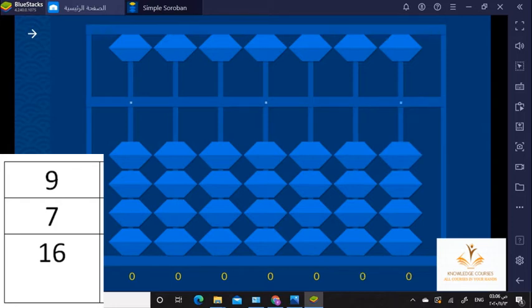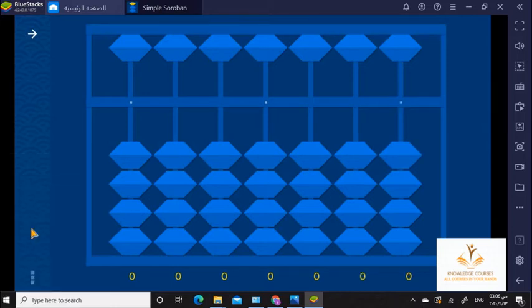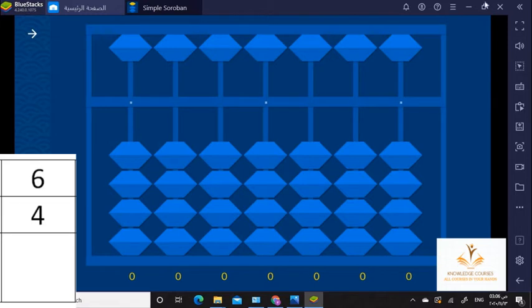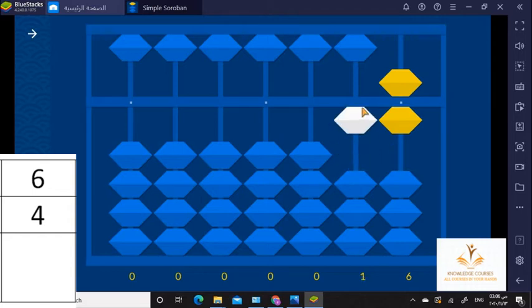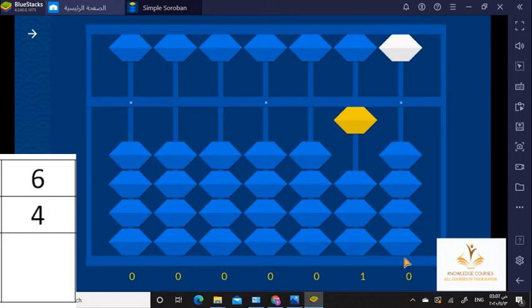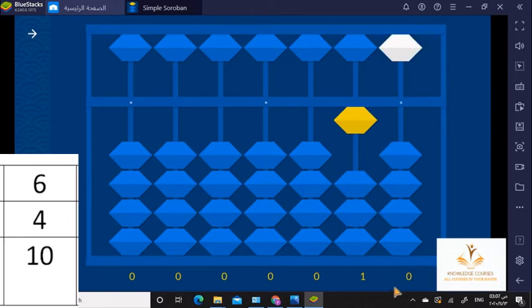Another example, 6 plus 4. 6 represents 6 plus 4. I can't represent the 4 in the unit, so the big helper of 4 is 6. I activate 10 and minus 6. So the solution is 10.